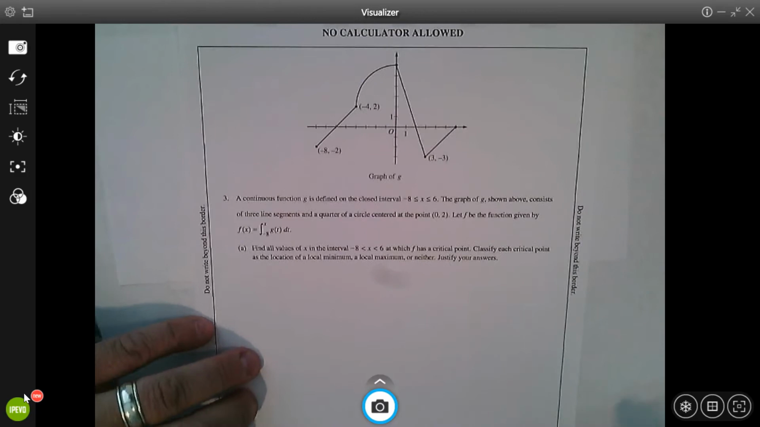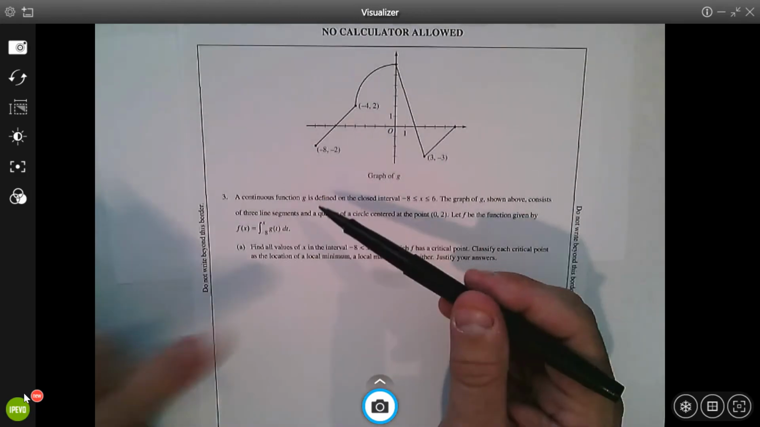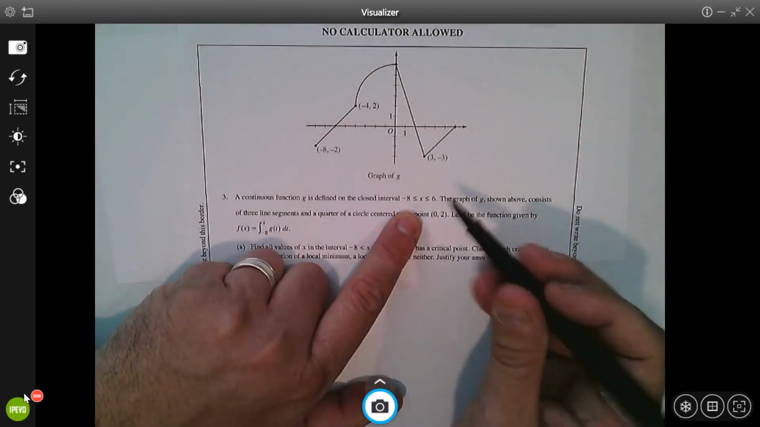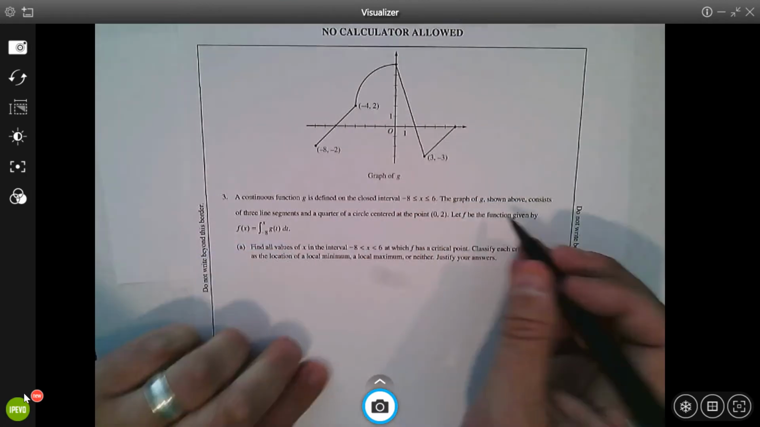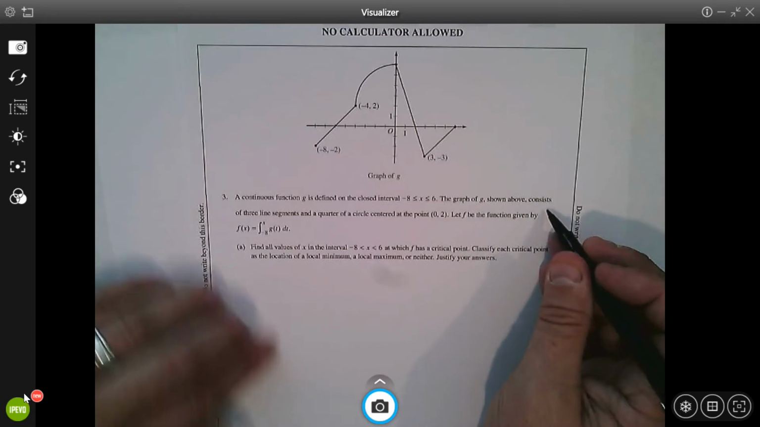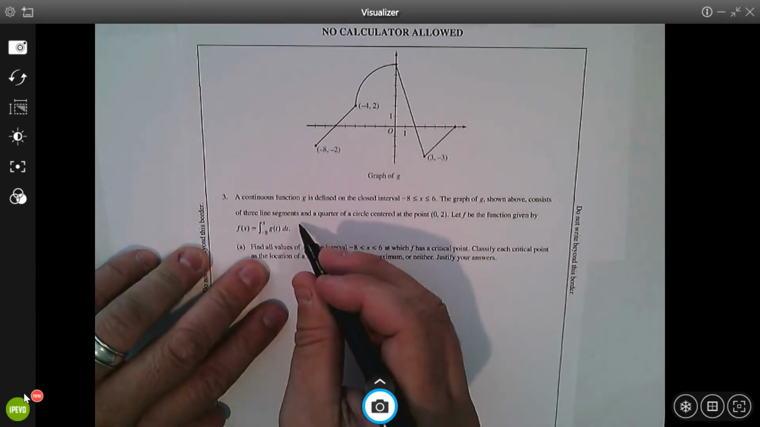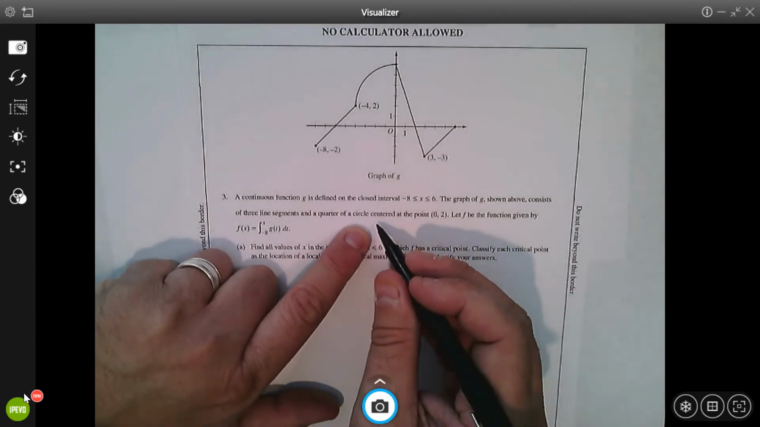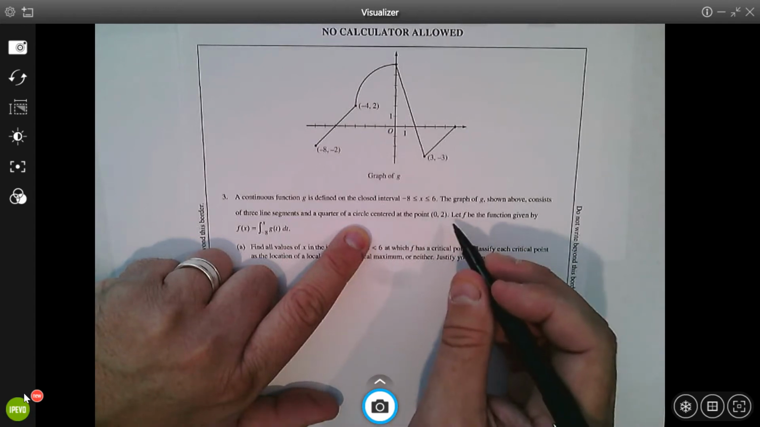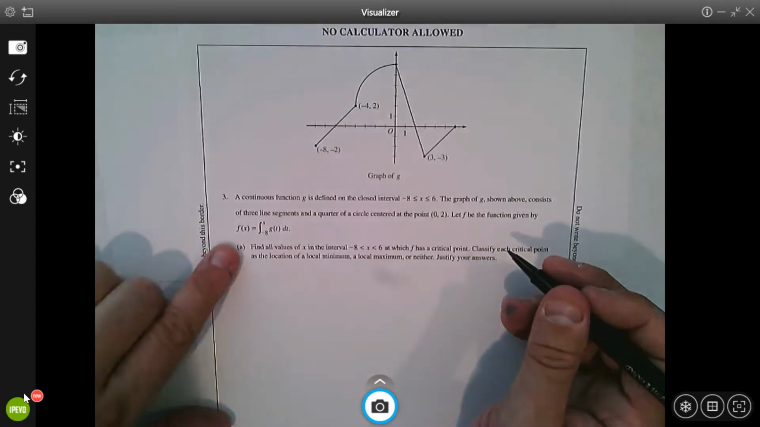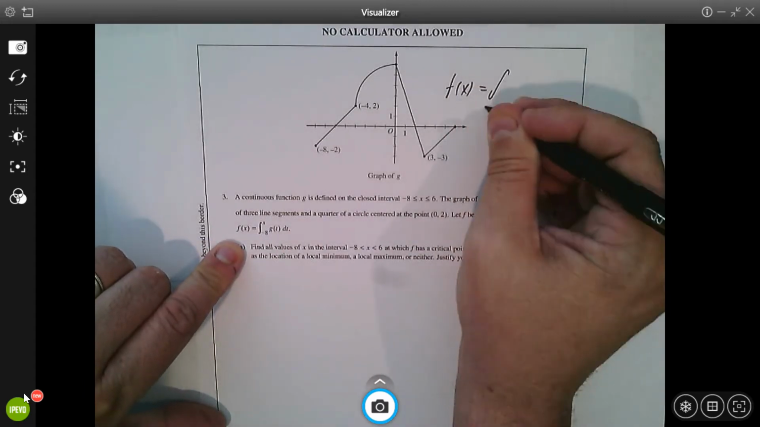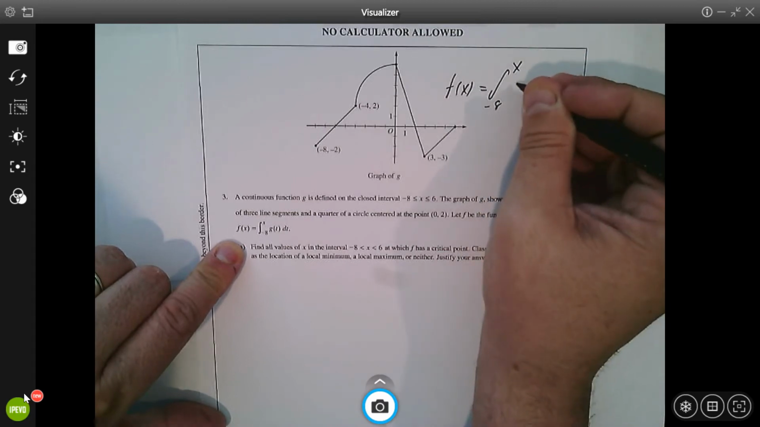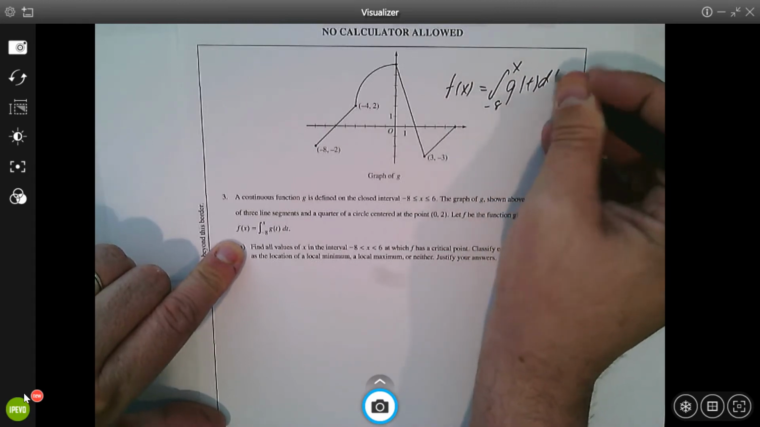All right, here we go. A continuous function g is defined in the closed interval -8 less than or equal to x less than or equal to 6. The graph of g shown above consists of 3 line segments and a quarter of a circle, centered at the point (0, 2). Okay? Let f be the function given by f of x, and I want to write this up here. f of x is the integral from -8 to x of g of t dt.